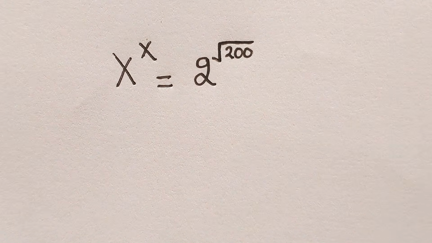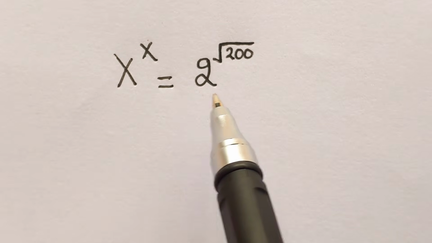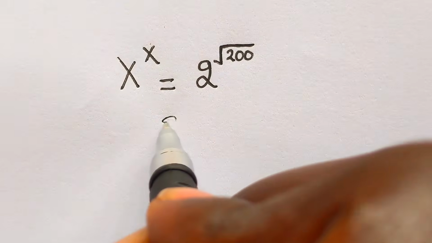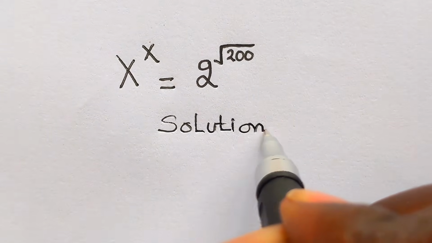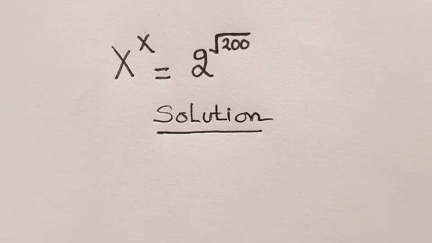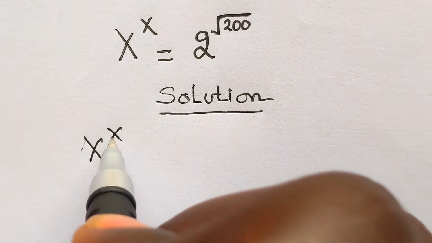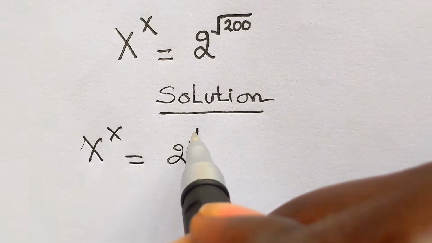Welcome to another video. In today's video we have been given a question: x^x = 2^√200. Let's provide the solution very quickly. The first thing here is to copy what we have. We have x^x, which equals 2^√200.